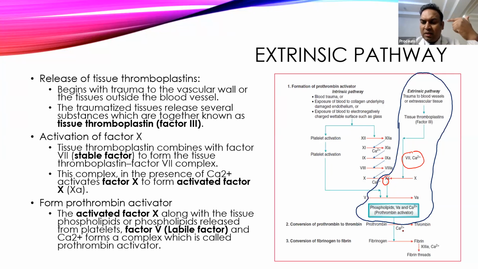There are 3 steps. Tissue thromboplastin is released and goes into the blood. In the presence of factor 7 and calcium, it activates factor 10 into activated factor 10. This activated factor 10 acts on factor 5 and converts it into activated factor 5. Activated factor 10 along with activated factor 5, in the presence of calcium and phospholipid, will together form prothrombin activator, and this will activate prothrombin into thrombin.